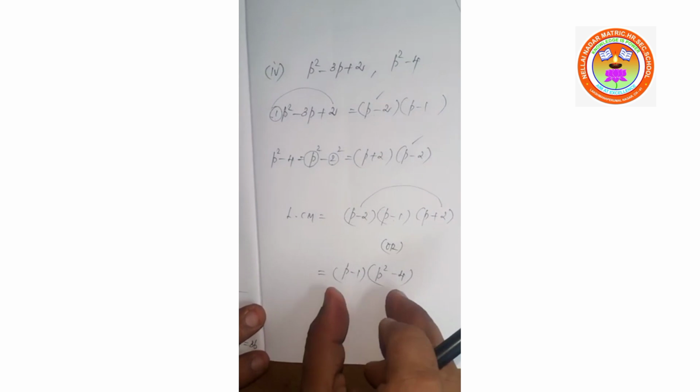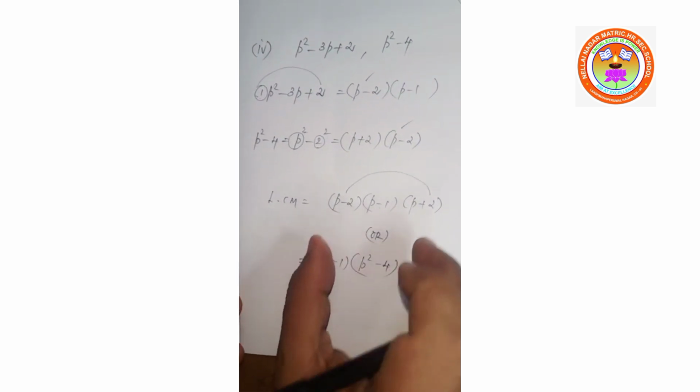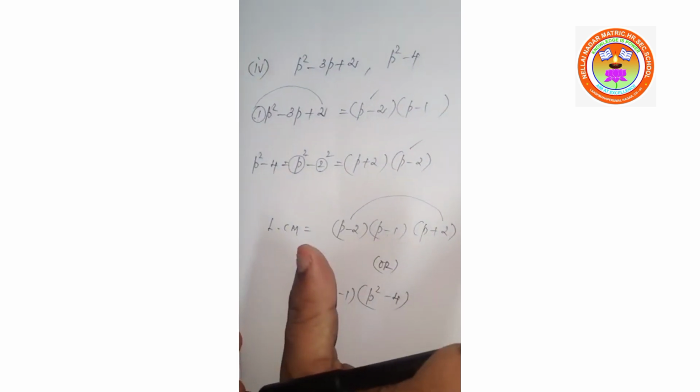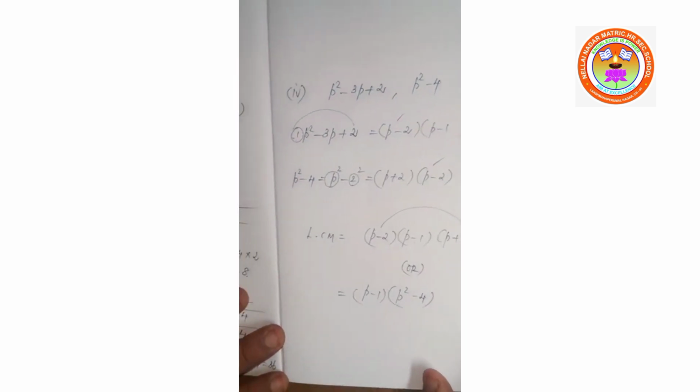If you feel it is very difficult to simplify, you can stop at this stage. You will be given full marks, nothing to worry. So subdivision 4 is over. So far in problem number 2, I have completed 4 subdivisions. I will be teaching the remaining 2 subdivisions in the next video.